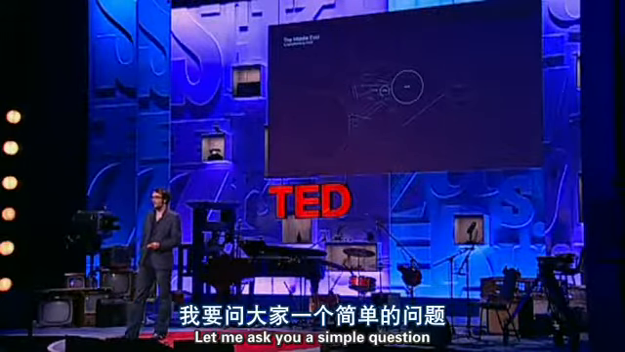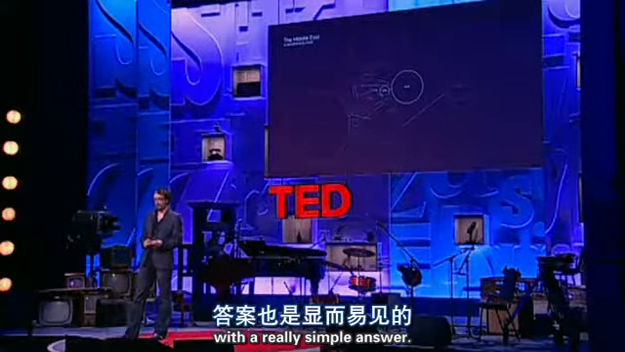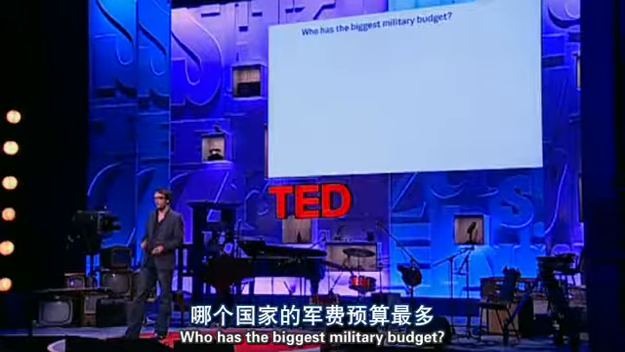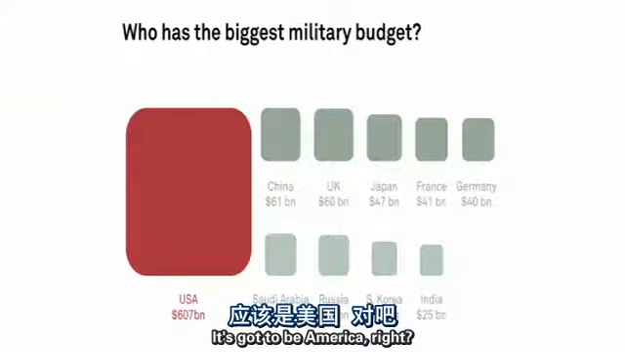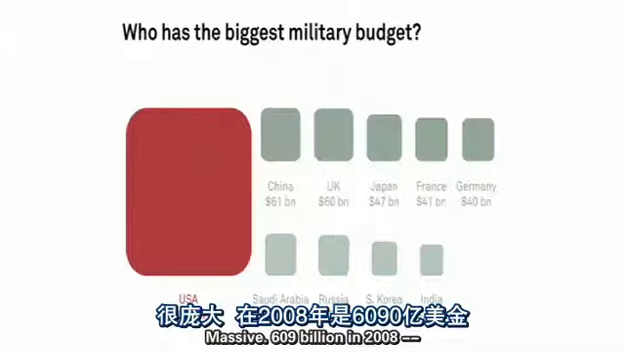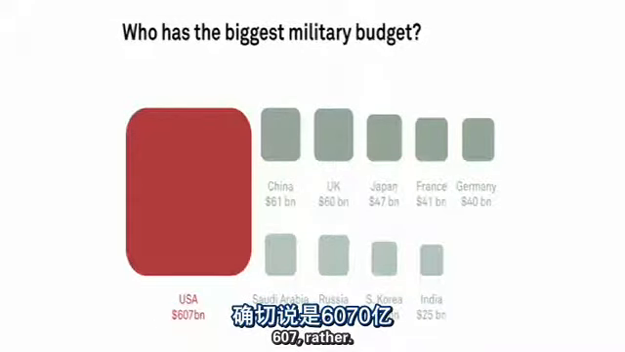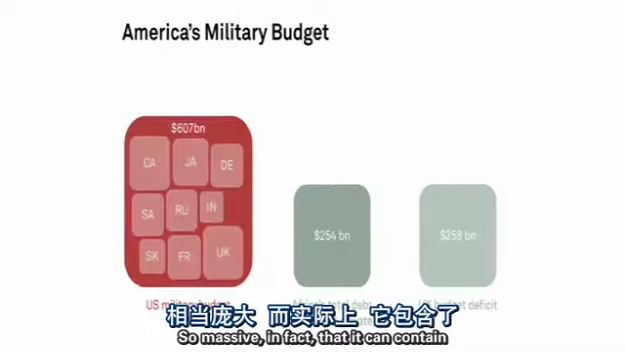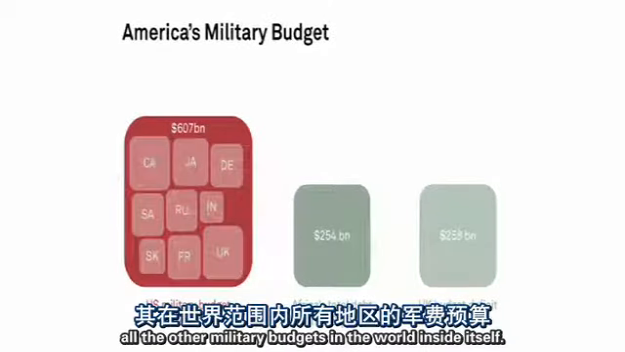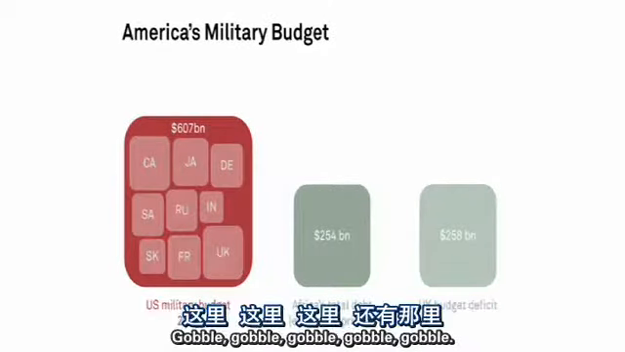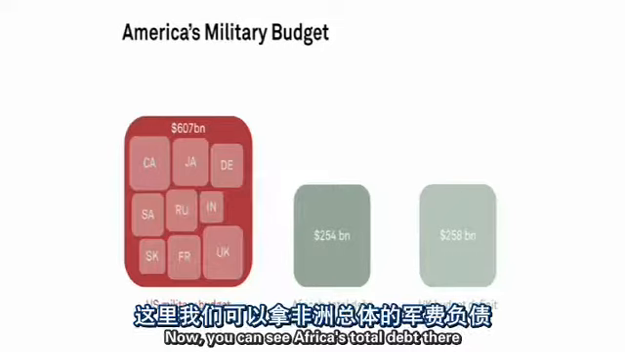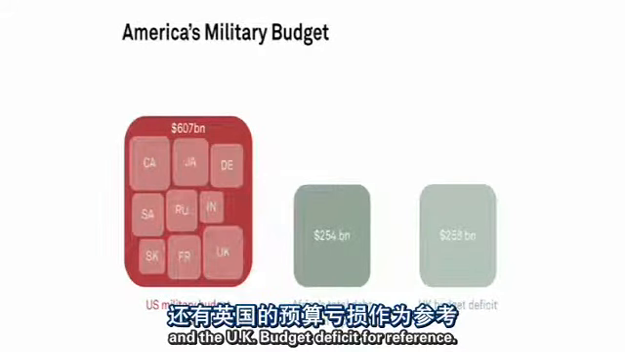Let me ask you a simple question with a really simple answer. Who has the biggest military budget? It's got to be America, right? Massive. 607 billion in 2008. So massive, in fact, that it can contain all the other military budgets in the world inside itself. Gobble, gobble, gobble. Now, you can see Africa's total debt there and the UK budget deficit for reference.